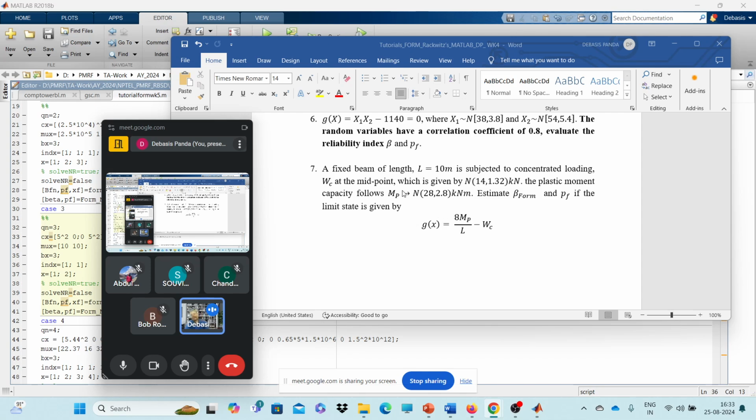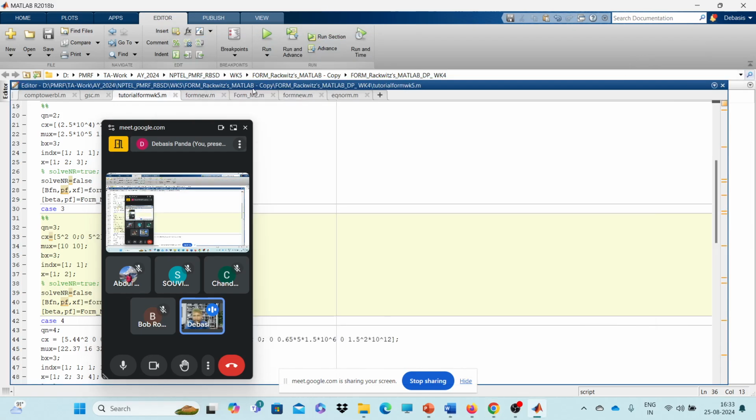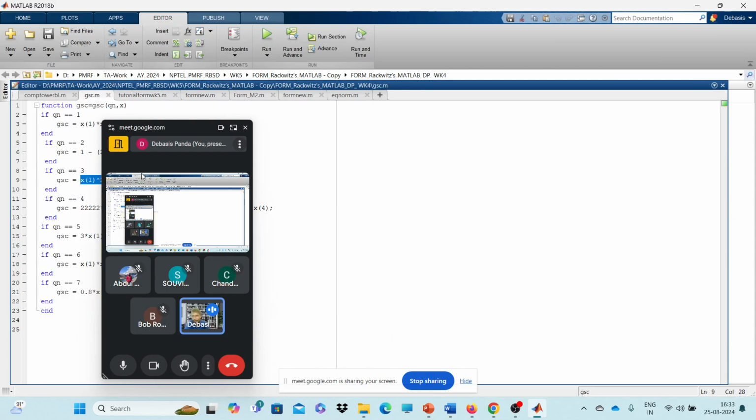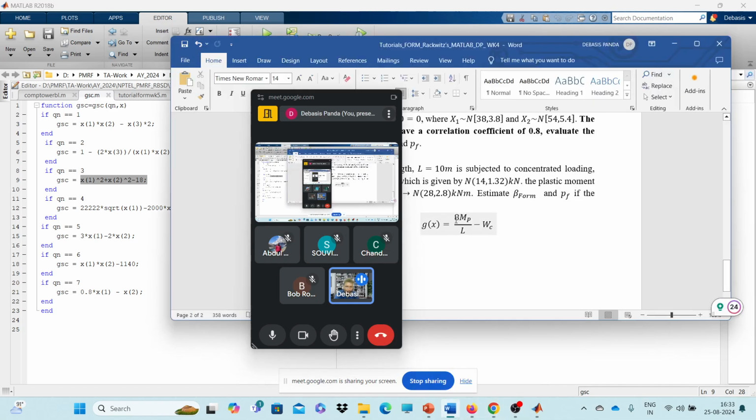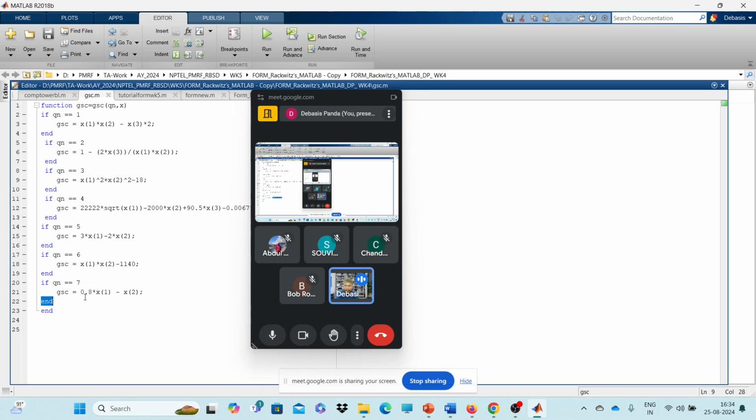Now if we put this here, first we need to make the limit state function. Let's say for the last case we are going to put the limit state function here. So what was that? Let's consider WC as x1 divided by 10. If we simplify that equation, we get 0.8 times MP, since L is 10, so 8 divided by 10 gives 0.8, 0.8 into x1, minus x2. This is my simple limit state function.